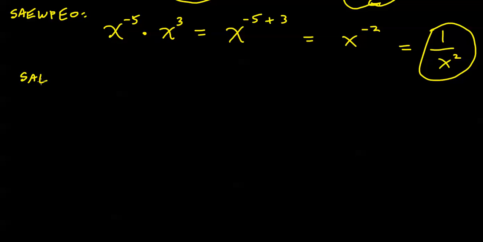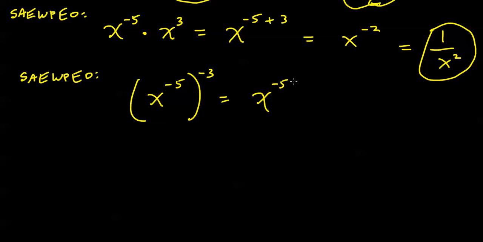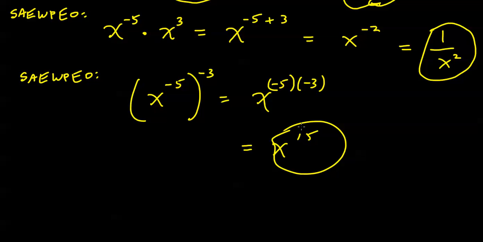Try another one. Simplify and express with positive exponents only. Let's say I've got x to the minus 5th power raised to the minus 3 power. Well, you may recall our power of a power rule. When you take a power expression and raise it to another power, you equivalently can keep that same base and multiply the exponents. All right, so minus 5 times minus 3 at the exponent level is positive 15. So that would be a good result with positive exponents only for that expression.